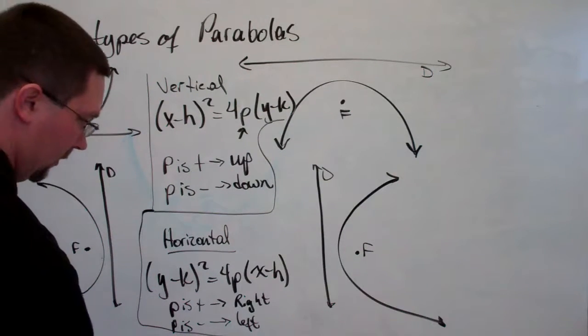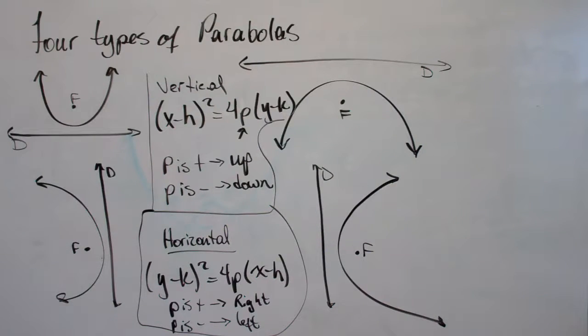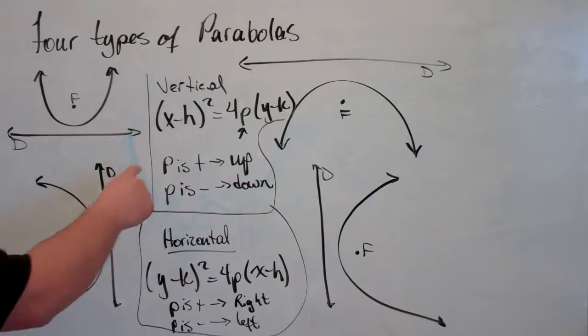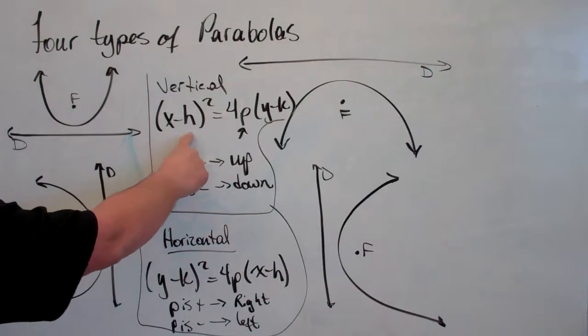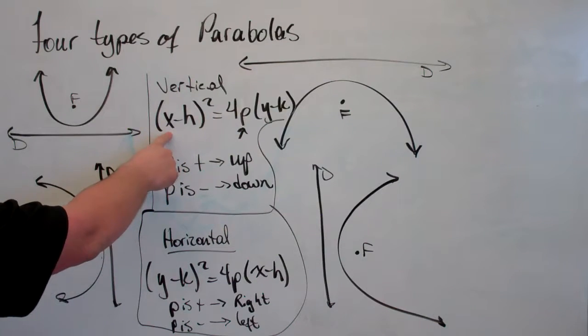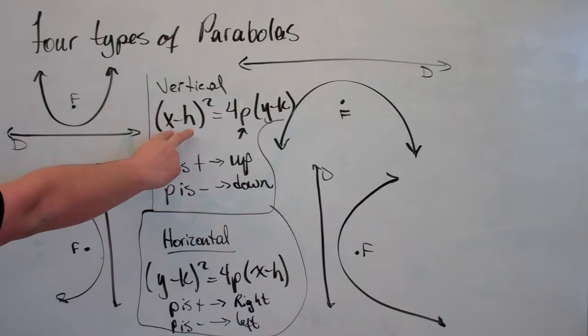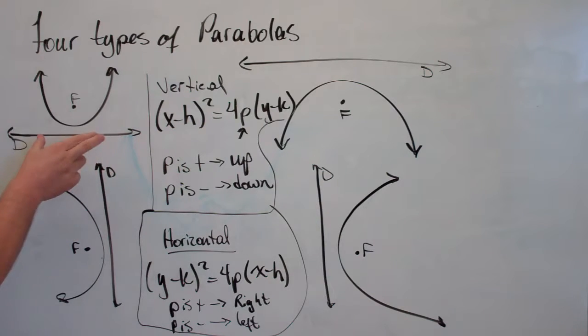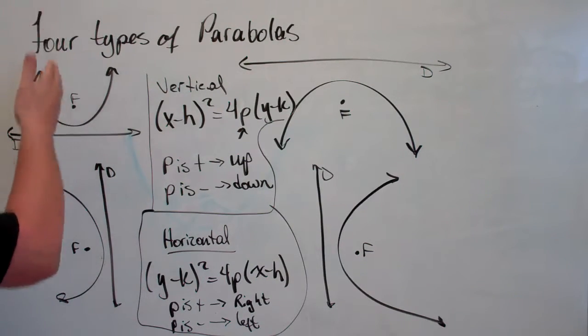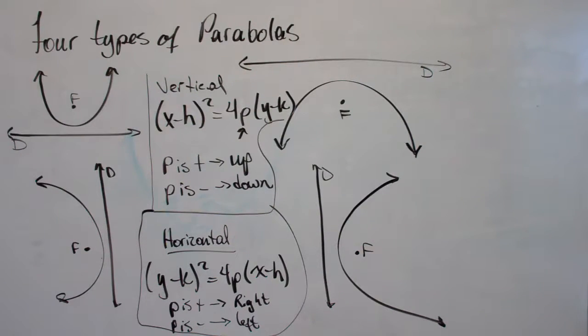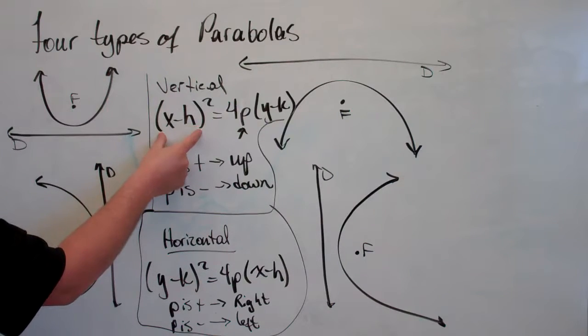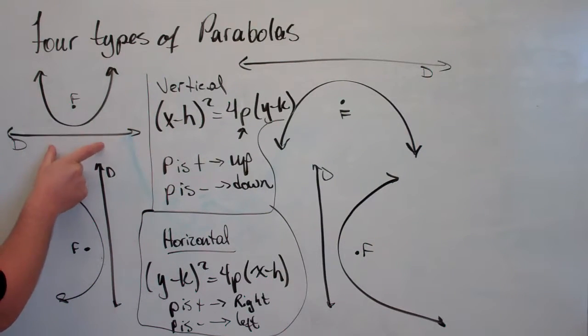Now, an easy way to keep these separated is this. See how your x comes first, but also notice that the only variable that is squared is your x. That mimics your directrix line. Since x comes first, that means your directrix line follows the x-axis, so your directrix line is horizontal, so your parabola opens vertical. Again, since x is squared, your directrix line follows your x-axis, so your parabola is vertical.